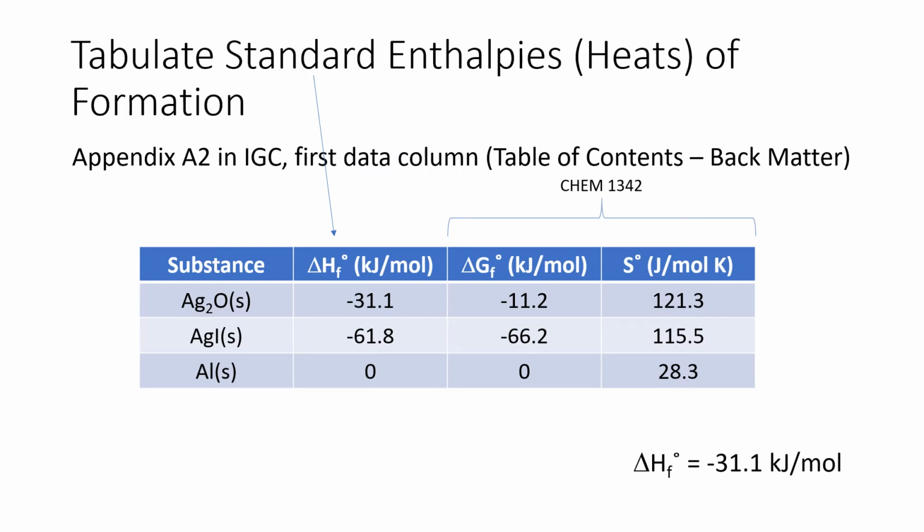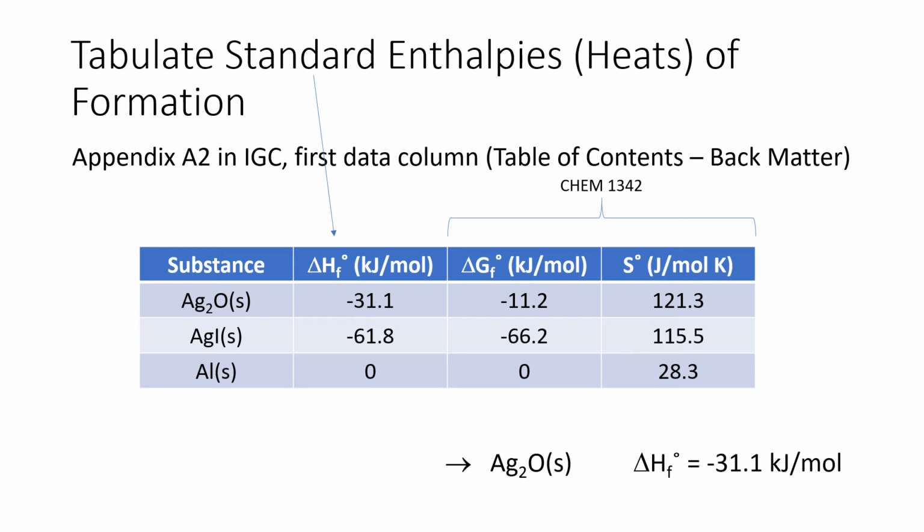That's just reading this number out of the table. This is the change in enthalpy for the formation reaction for Ag2O. So we know that on the product side, there must be 1 mole of silver oxide. And on the reactant side, we need to have the elements in their standard states.